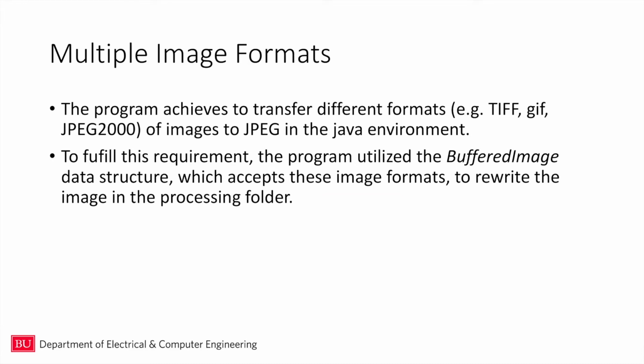The input can be multiple image formats. It includes the TIFF, GIF, and JPEG 2000. The DCT algorithm can compute these different image formats, and Java will convert all the images to the JPEG for the generation of the final video. And to fulfill this requirement, the program utilizes a buffer image data structure which accepts the image formats and rewrites them in the processing folder.